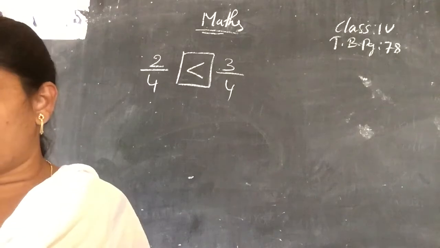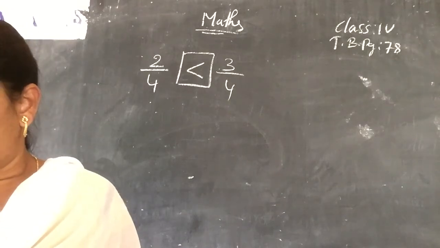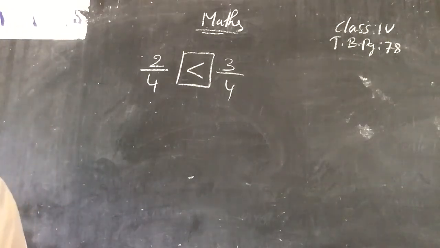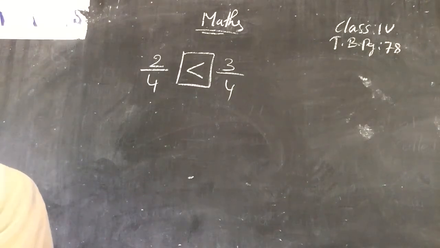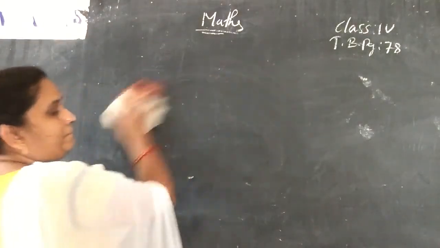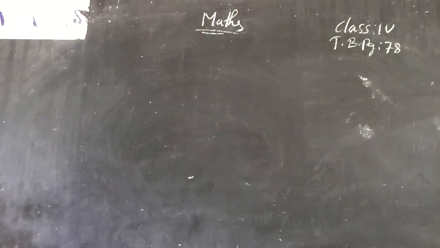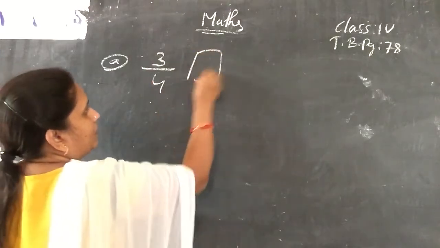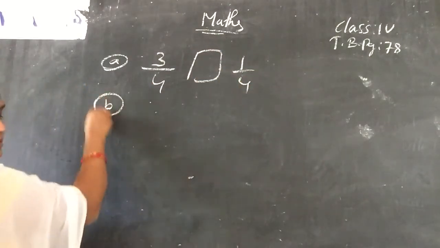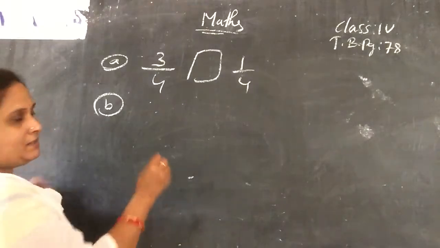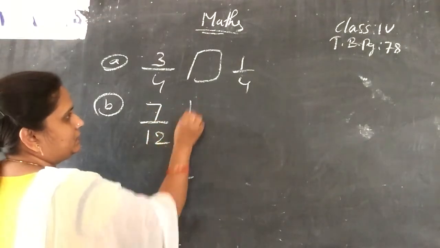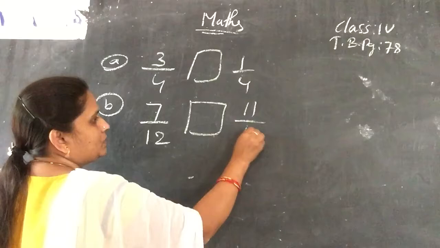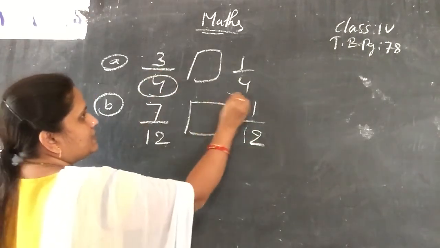In textbook page number 78, once again see the first sum: 3 by 4 and 1 by 4. And the second one, B, is 7 by 12 and 11 by 12. The denominators are the same.